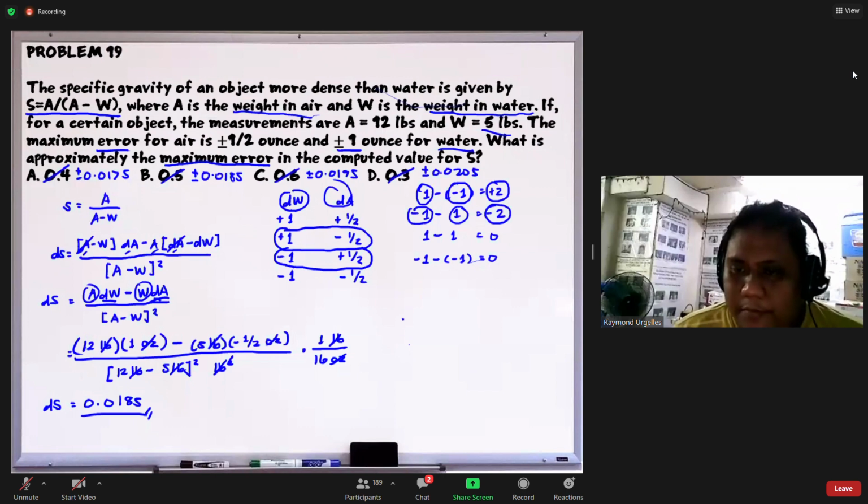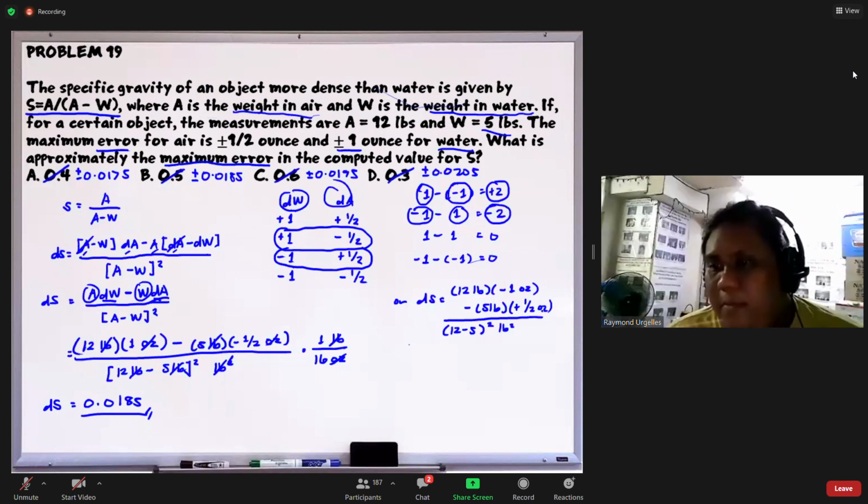So again, DS will be equal to 12 pounds multiplied by negative 1 ounce. Then this is minus 5 pounds multiplied by positive 1/2 ounce. So this is divided by 12 minus 5 squared. So again, this will be in pounds squared. So again, we also multiply this by 1 pound for every 16 ounce.